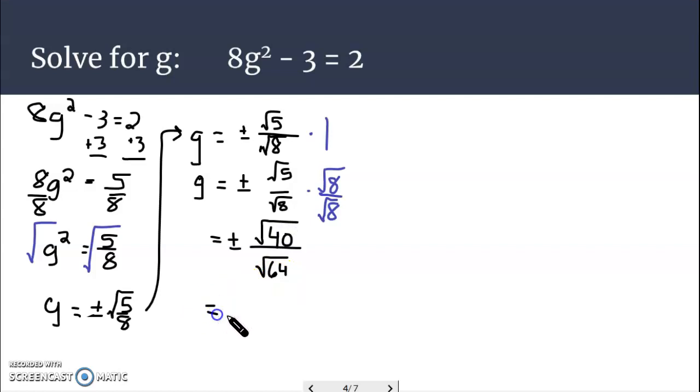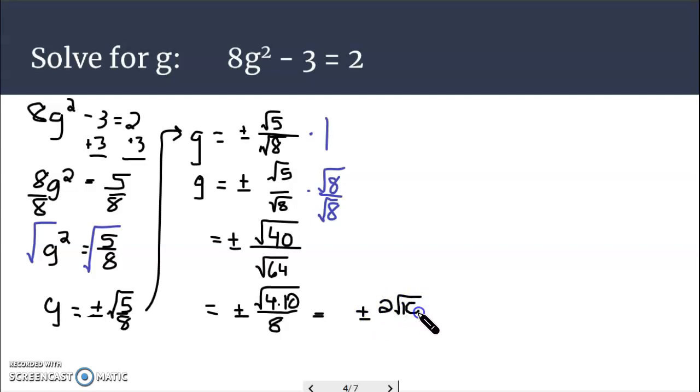Alright, rewriting again. The square root of 64 is 8. So I got rid of the radical sign in the denominator. But I have square root of 4 times 10 in the numerator. I can rewrite 40 as 4 times 10. And I can take the square root of 4 to get 2.